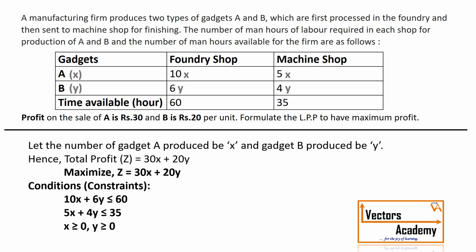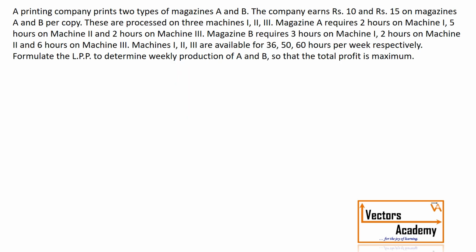Now, let us go further. Let us look at the next question. The next question states there's a printing company which prints two types of magazines, A and B. The company earns 10 rupees and 15 rupees on both these magazines per copy. Now there's information given about magazine A, that it requires 2 hours on machine 1, 5 hours on machine 2 and 2 hours on machine 3 and so on. Now in this question the table is not mentioned.